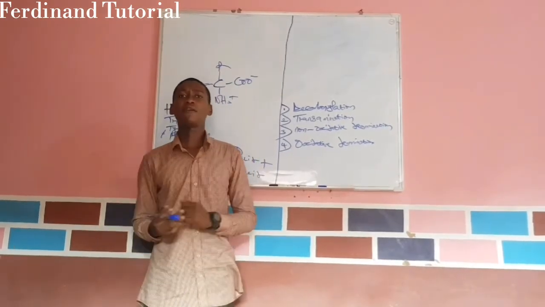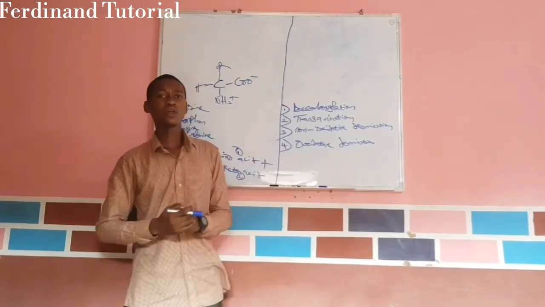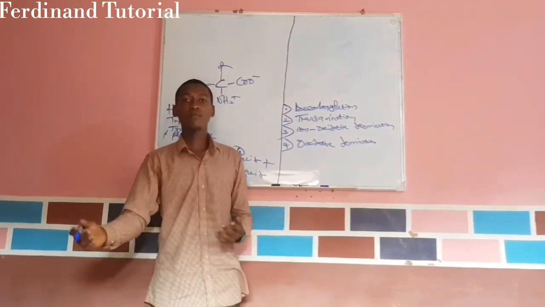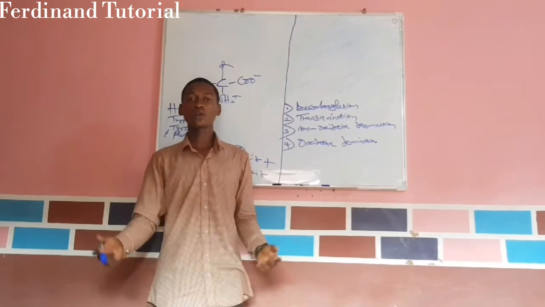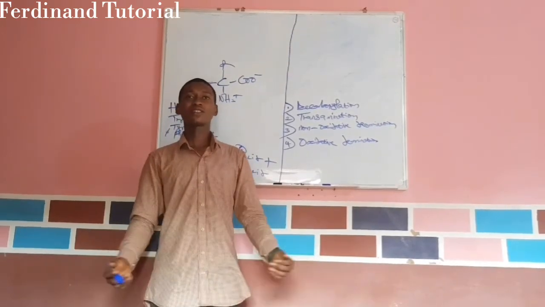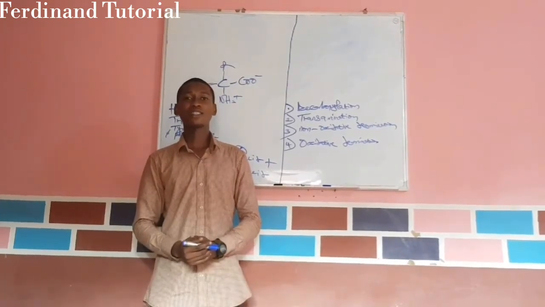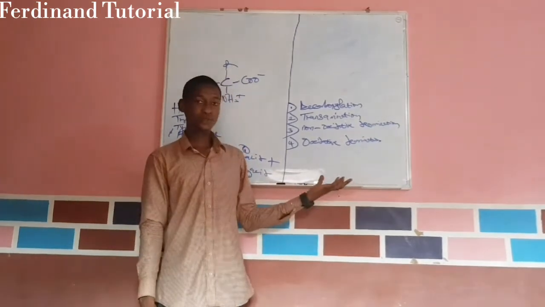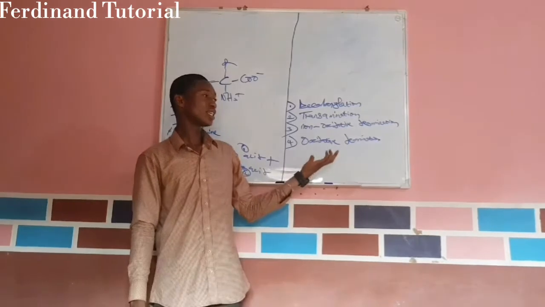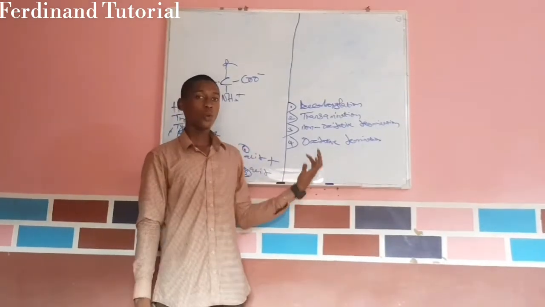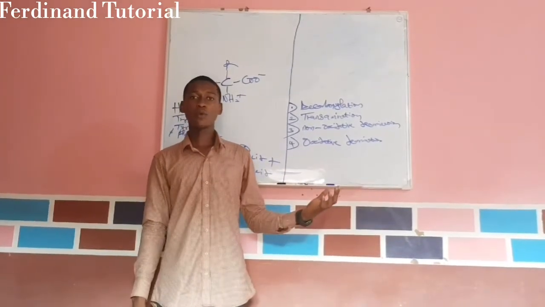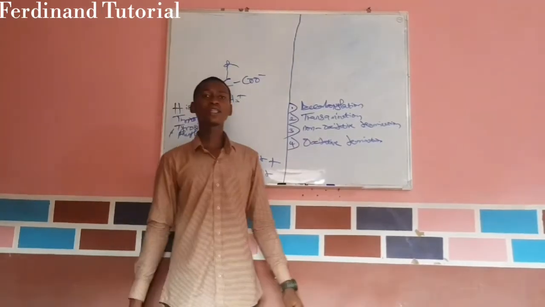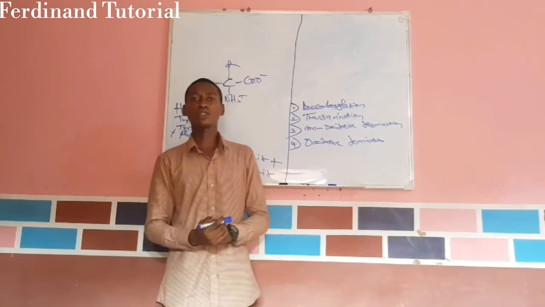When we are talking about neutralization reaction, it involves an acid reacting with a base to form salt and water. Someone might be asking, are we using amino acid as an acid or as a base? You can use it as whichever suits your reaction. When you use it as an acid, it forms salt and water. When you use it as a base, it also forms salt and water due to its amphoteric nature.